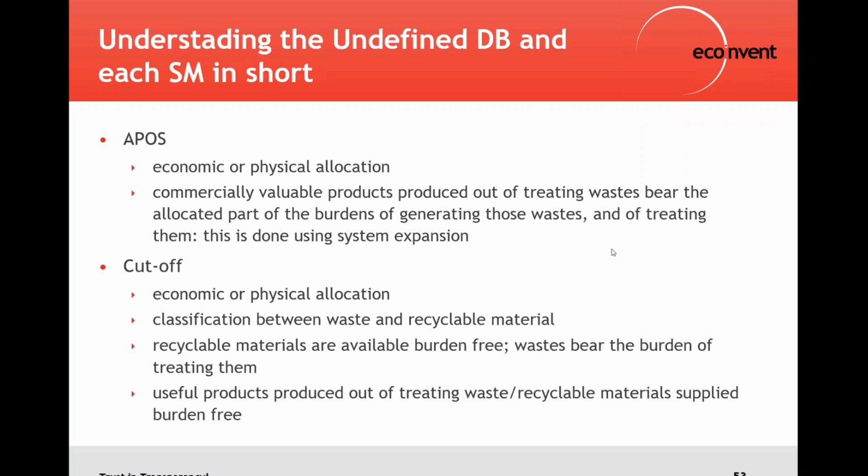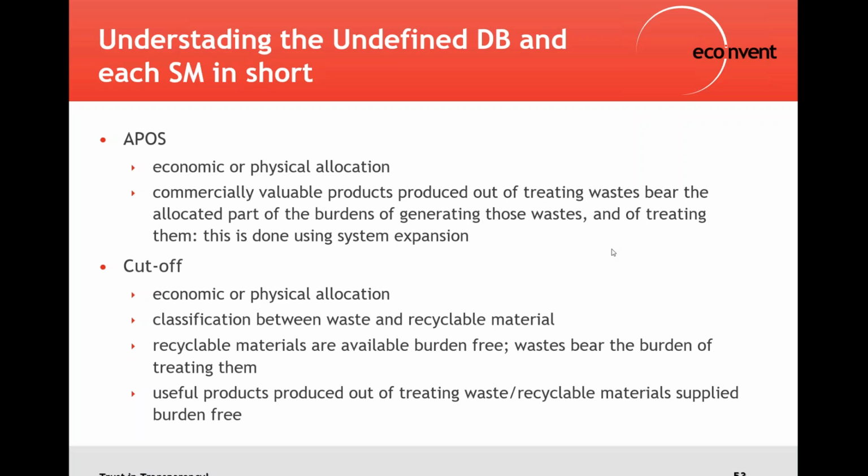We have then here together the two allocation system models, APOS and cutoff. Both apply economic or physical allocation. And the difference is that in APOS, the commercially valuable products produced out of treating wastes, for example, electricity or heat, will bear the allocated part of the burdens of generating those wastes and also the allocated part of the burdens of treating those wastes. This is done because the system applies a small system expansion.